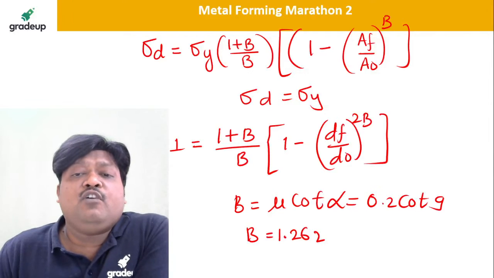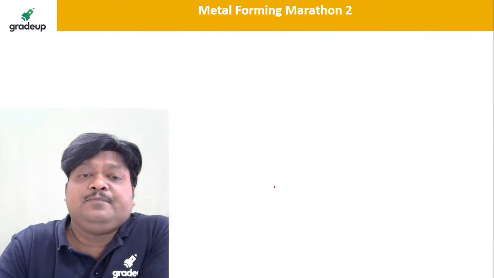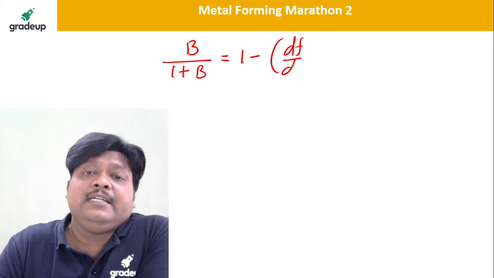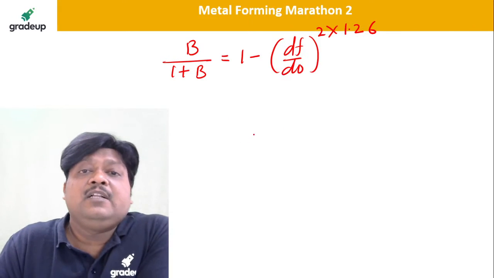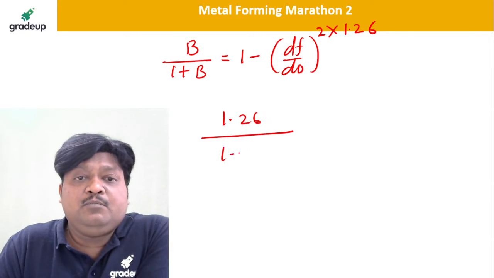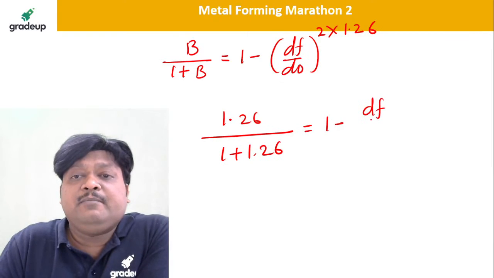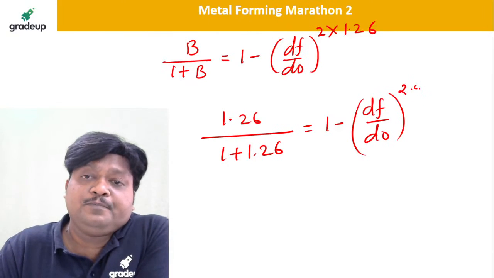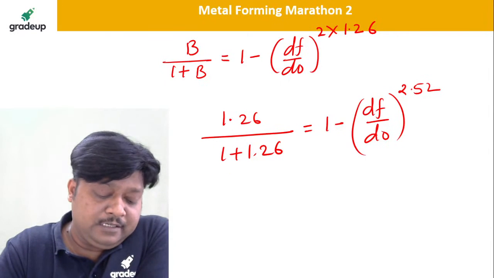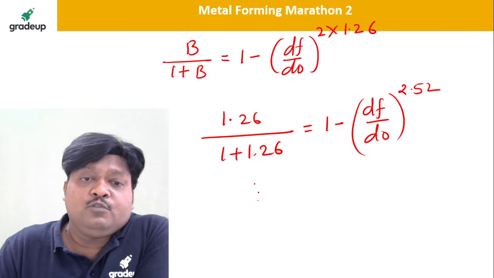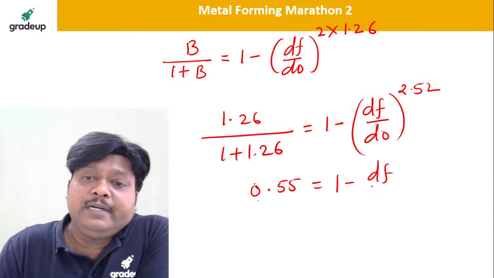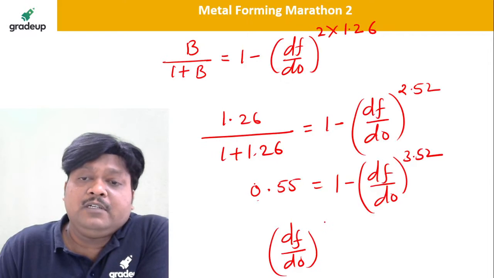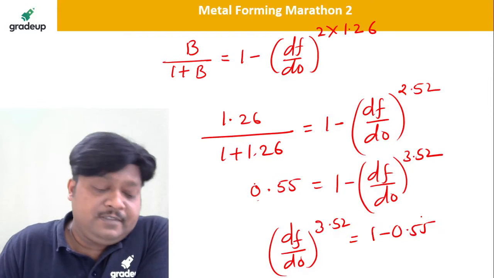Now, dear students, I want the ratio of d final by d original. So I will write B divided by 1 + B is equal to 1 − (d final / d original) to the power 2 into 1.26. So 1.26 divided by 1 + 1.26 is equal to 1 − (DF/DO) to the power how much? It is 2.52, right? So 1.26 divided by 2.26 is 0.55. So 0.55 is equal to 1 minus (df/do) to the power 2.52. So (d final / d original)^2.52 is equal to 1 minus 0.55.